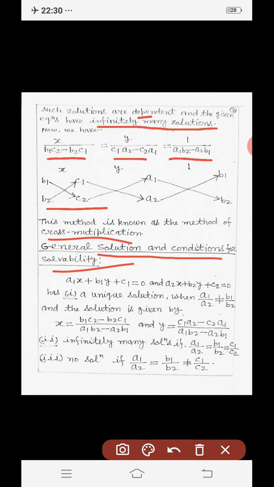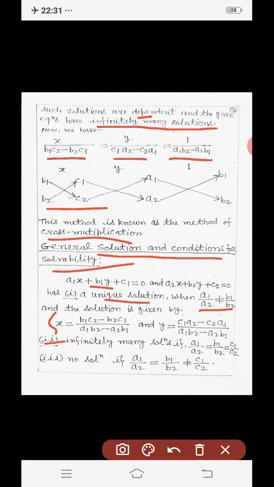A system of two linear equations a1x + b1y + c1 = 0 and a2x + b2y + c2 = 0 has, first, a unique solution when a1/a2 ≠ b1/b2, and the solution is given by x = (b1c2 - b2c1)/(a1b2 - a2b1) and y = (c1a2 - c2a1)/(a1b2 - a2b1).